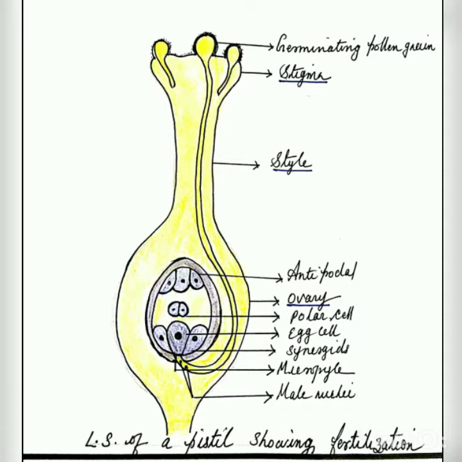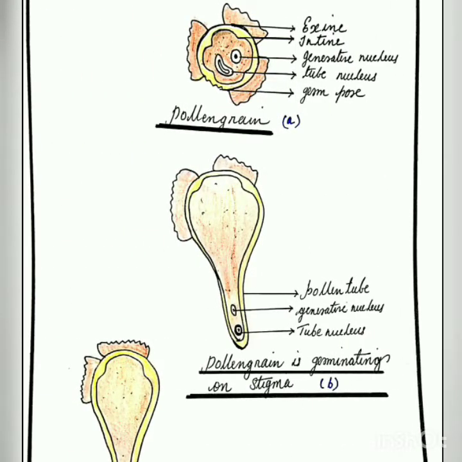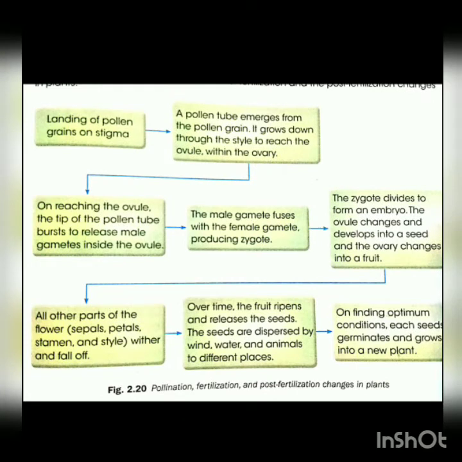This much is the process of fertilization. The zygote formed later develops into embryo. This is the flowchart that shows the process of fertilization in flowers, along with the changes that happen to a flower after fertilization.